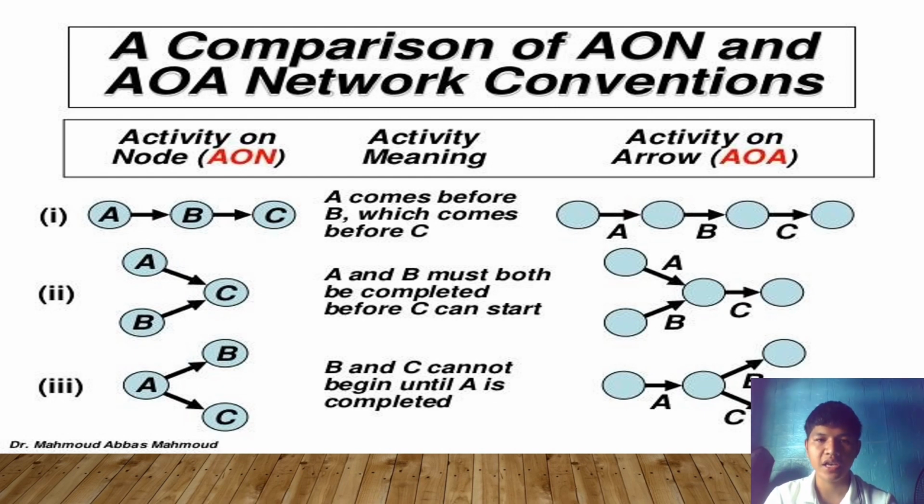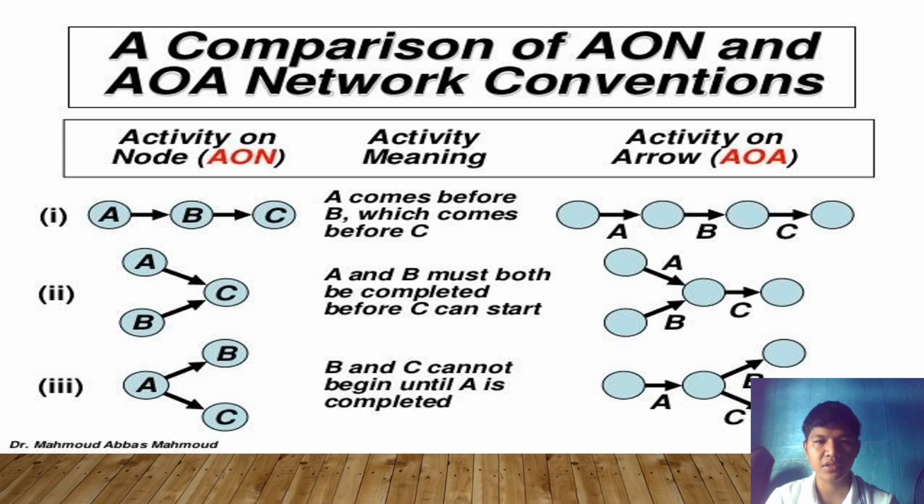AON is on the left side, AOA is on the right side. So let's compare the two. When you say AON, this sequential relationship is represented by nodes where activity A precedes activity B and activity B precedes activity C. On the right side, AOA, this sequence is represented by arrows where activity A is followed by B and activity B is followed by C.